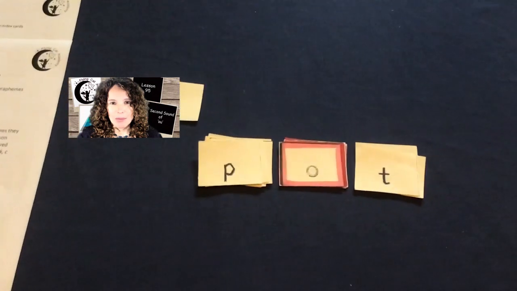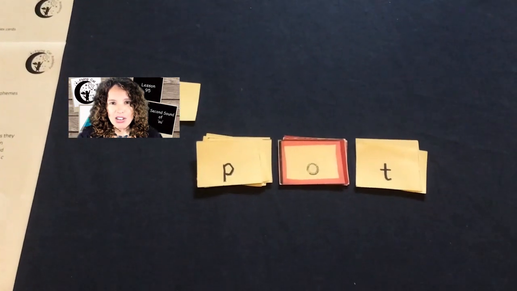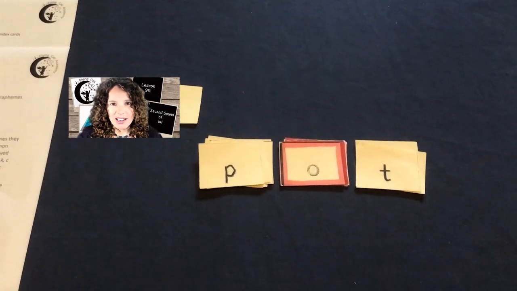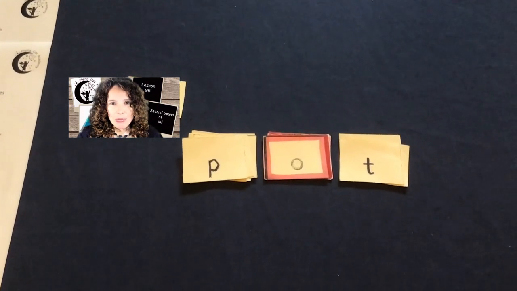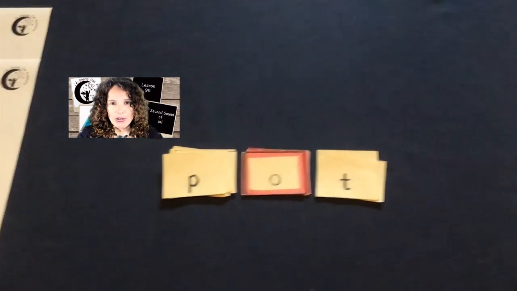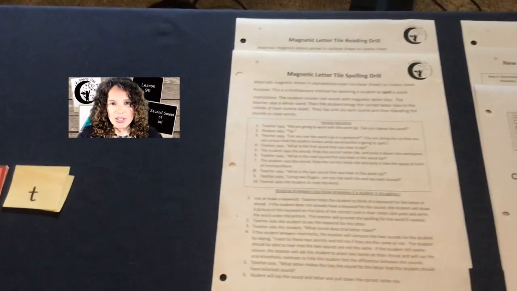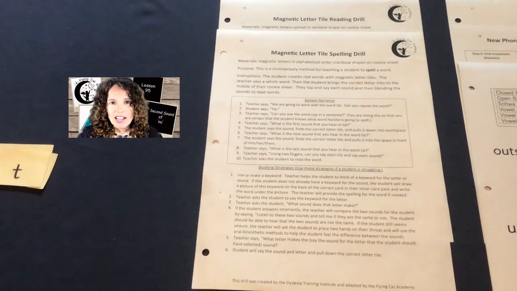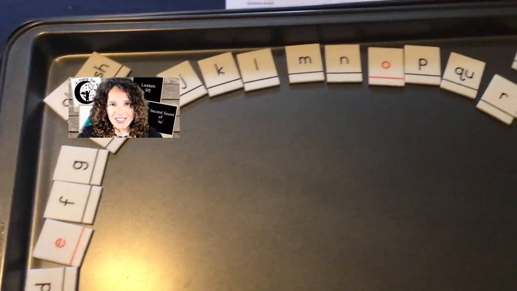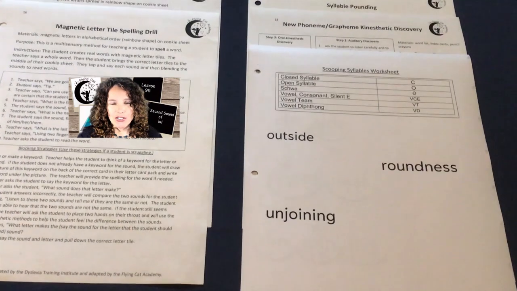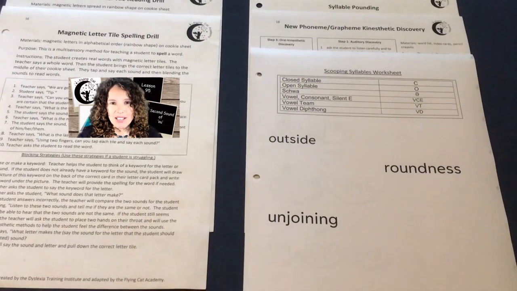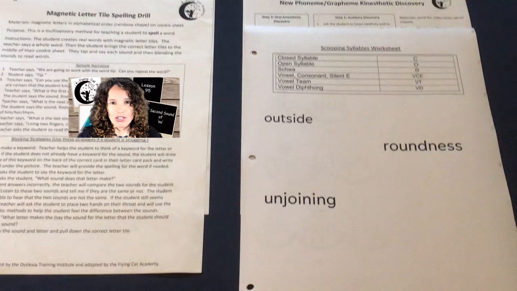For the visual drill and auditory drill, you'll need the teacher instruction sheets and the student's card pack. We'll have a blending drill today, so you should have this one set up and ready to go on the table. And if not, then I will provide it in the lesson as well. Then moving on, we'll have the magnetic letter tile drills for reading and spelling. You'll need the teacher instruction sheets and the cookie sheet with the letters spread in a rainbow shape for the student. You'll need the Scooping Syllables worksheet or instruction sheet, the new phoneme grapheme kinesthetic discovery sheet, and the sheets for the lesson.